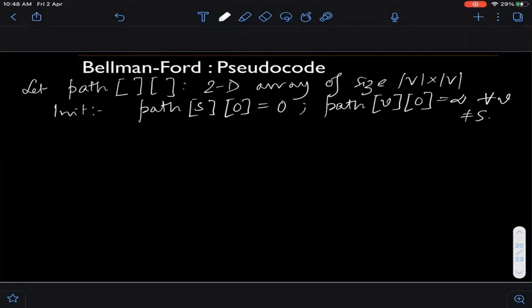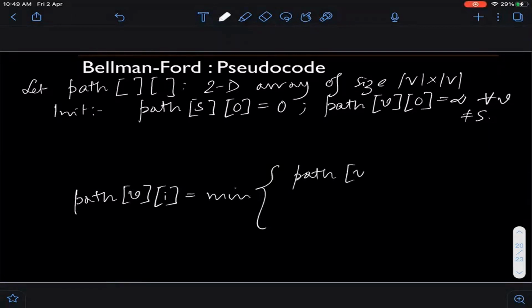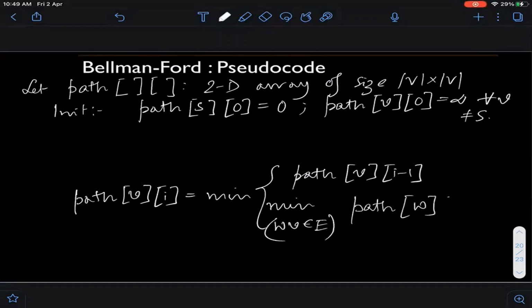Well, if you look at the recurrence, when I am talking about path V comma I, so actually let's write that down. We can fill up the for loops later. So path V comma I, this is going to be the minimum of path V comma I minus 1 and minimum over all WV belongs to E, path W comma I minus 1.